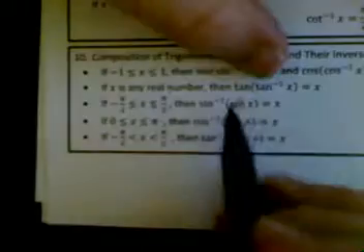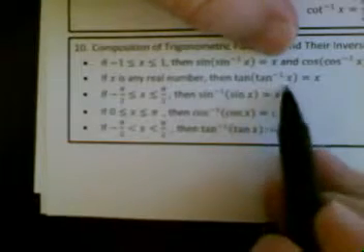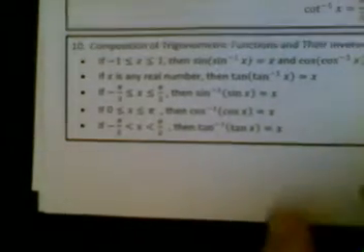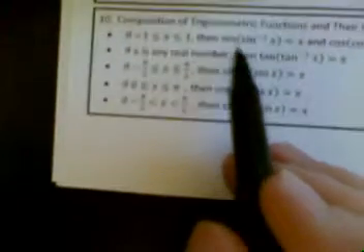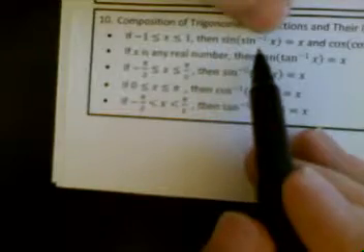Tangent, however, is very nice. Tangent of tangent inverse of x is 100% of the time equal to x. Now, if I reverse which one comes first, notice the problems up here are sine of sine inverse and cosine of cosine inverse. These ones down here are sine inverse of sine and cosine inverse of cosine.